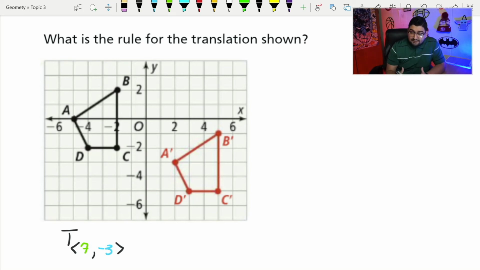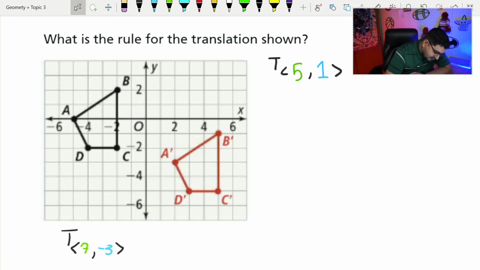So how do I actually translate something like this? Okay, so let's say I'm trying to follow the rule to translate this. Let's go up 1 space, and let's go to the right 5 spaces. Okay, so for the first point, I'm going to go in alphabetical order. Let's go up 1 for A, and to the right 5 spaces. 1, 2, 3, 4, 5. And this is where my new point A would be.